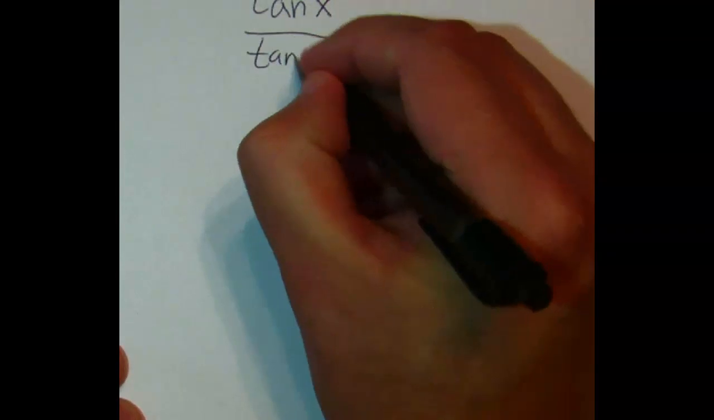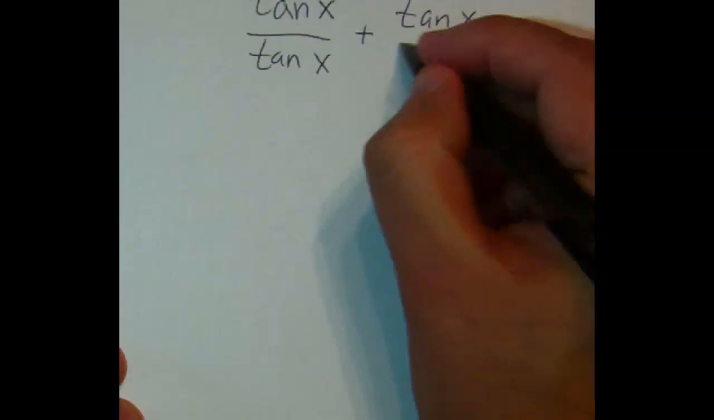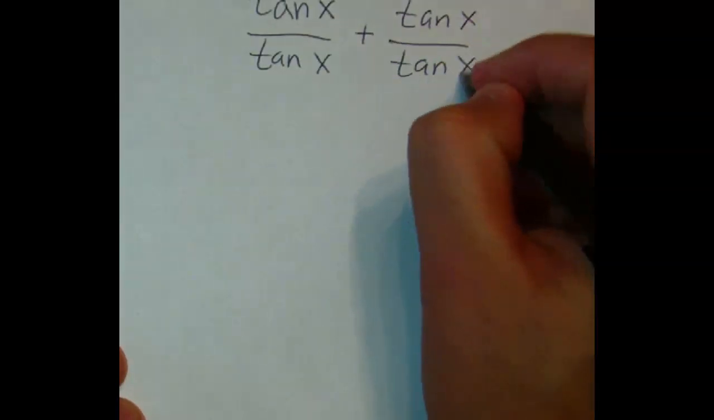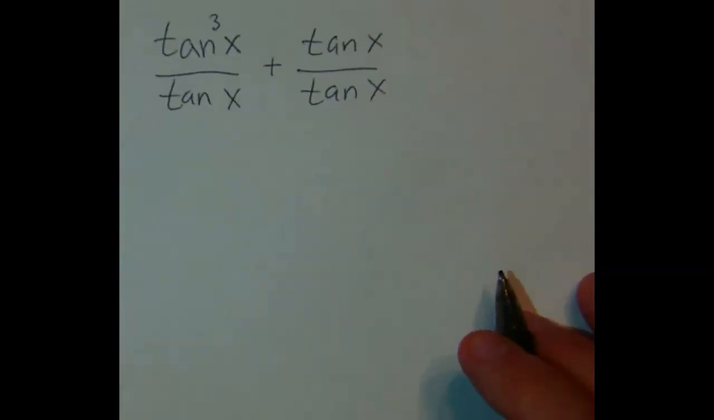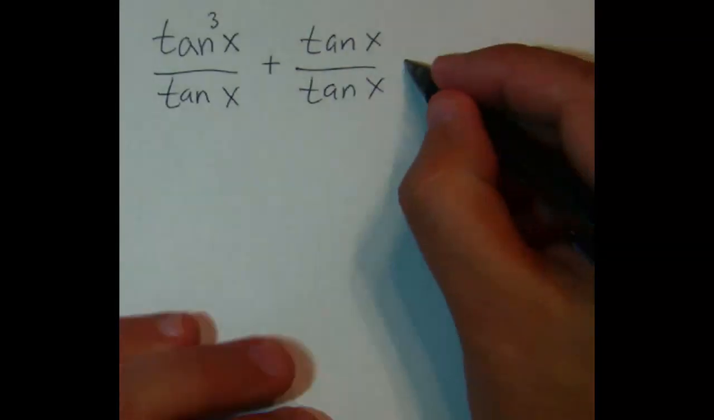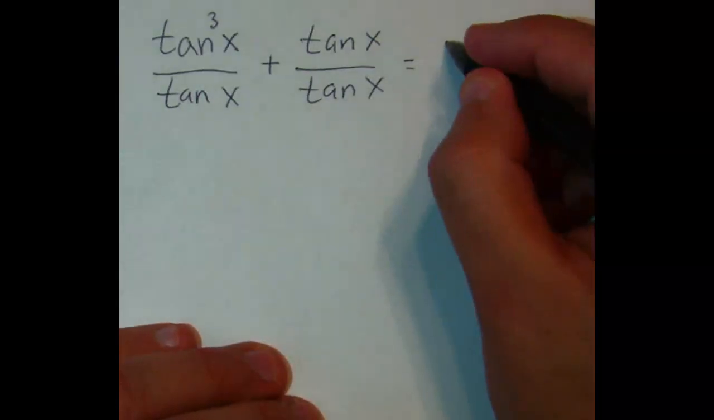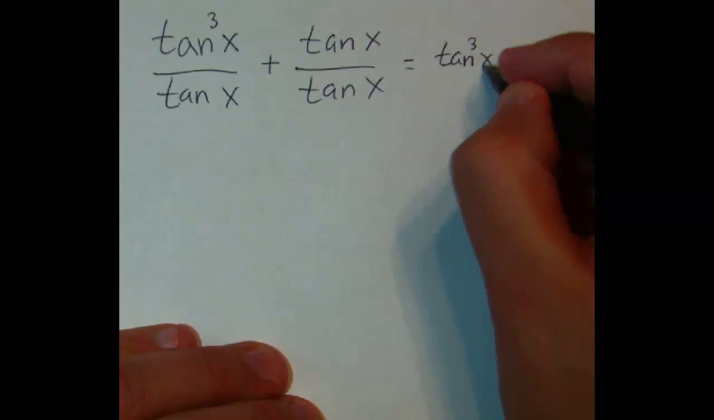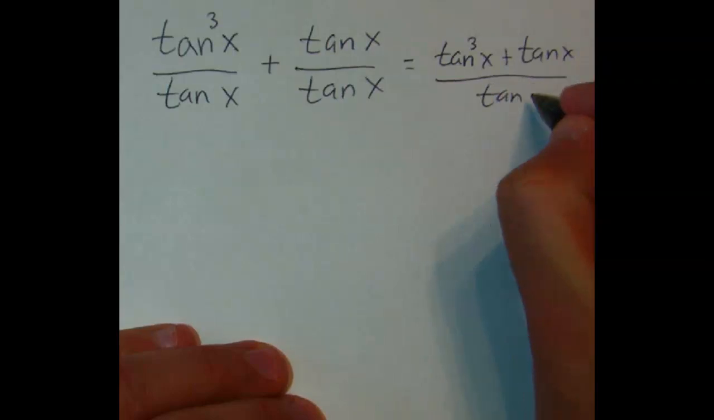Example: tangent cubed x over tangent x plus tangent x over tangent x. Now you have 2 ways of working this problem, and I'm going to show you both ways and how both ways give you the exact same answer. So if we combine the two because they have the same denominator, this is what you'll get: tangent cubed x plus tangent x over tangent x.